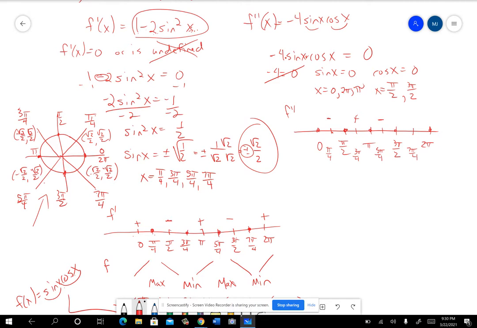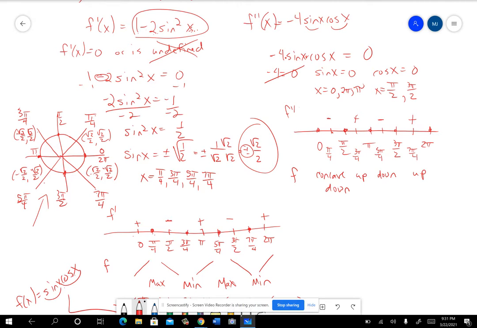And then at 7 pi over 4, one of them's negative, but the 4 is also negative, so you're back to a positive. Okay, and that was f double prime we were looking at. So what that tells us about f is it's going to be concave down, and then up, and then down, and then up.